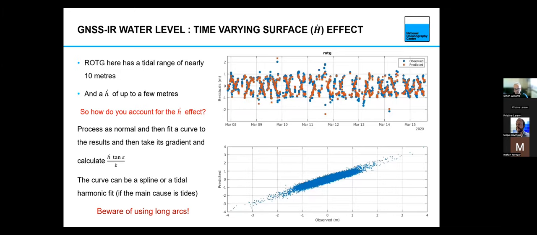One caveat here is to beware of long arcs. If you want to use long arcs, the longer the arc is, the longer the time, the more of that time-varying surface effect you're going to get, and it's going to be harder to correct for. So don't always go for as big an arc as you can have.